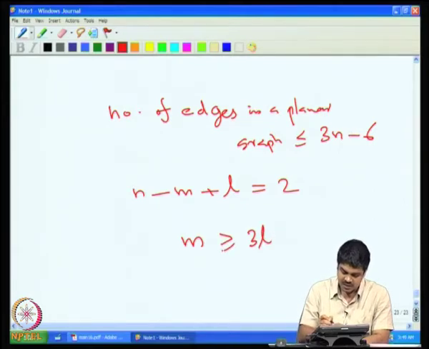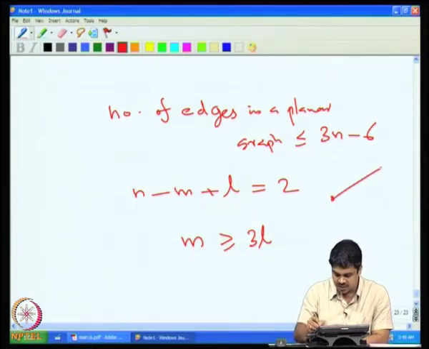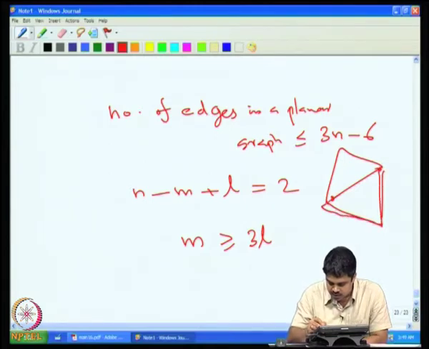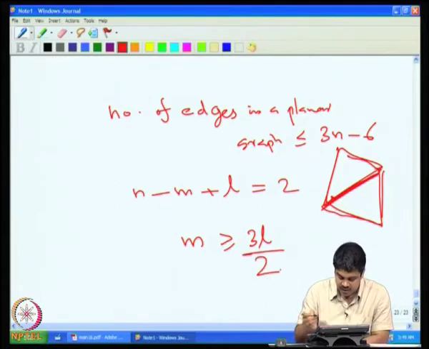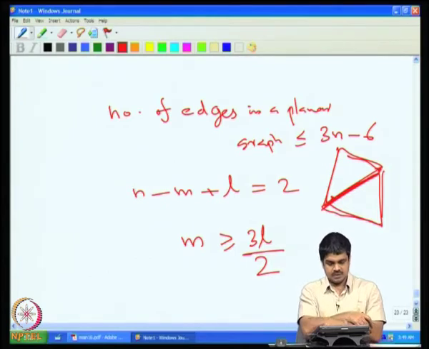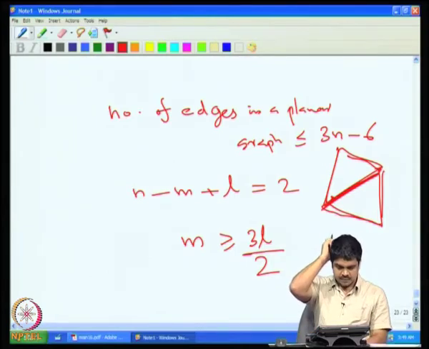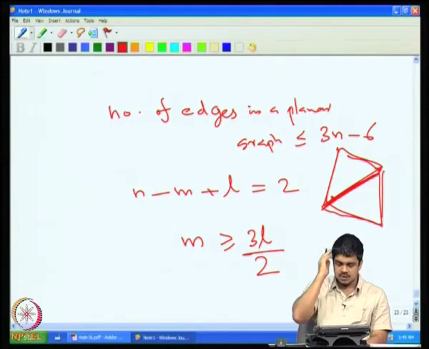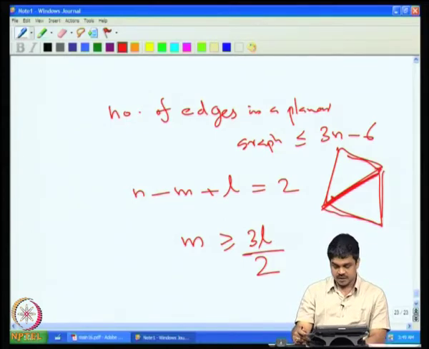We may tend to think like that, but the same edge can be counted twice. For instance, 2 faces may say that this face gives one edge here, but then this other face gives the same edge here. So, the number of edges has to be at least 3l by 2, right. So, m is greater than or equal to 3l by 2.